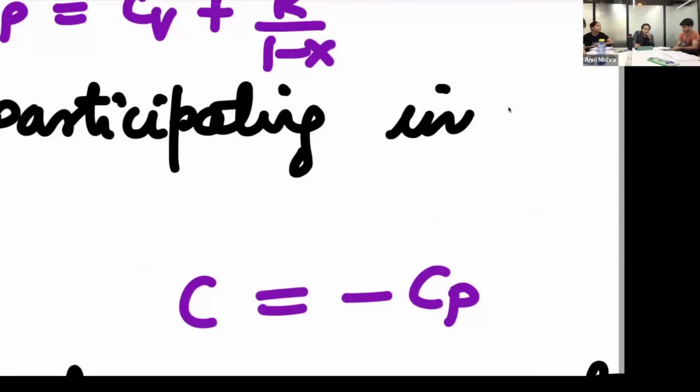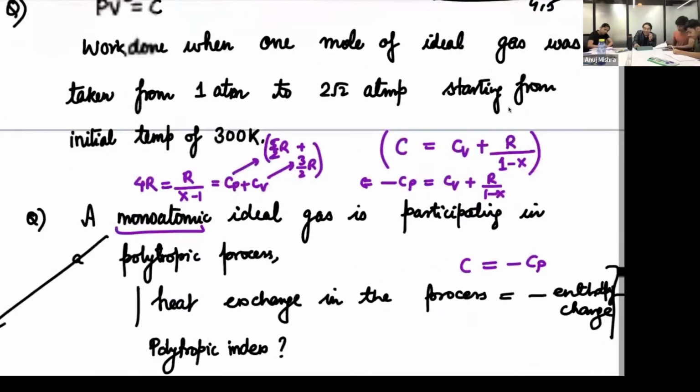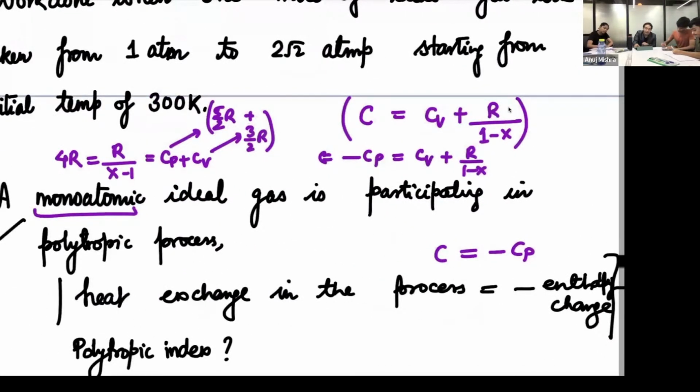How many understand C equals minus Cp? Because C into delta T is Cp into delta T, and Cp into delta T is delta H. Is it clear? The meaning of this line is heat exchange in the process equals minus enthalpy change, which means C equals minus Cp. Now solve it, what is left? You know the formula, C equals Cp plus R upon 1 minus X. Use it. Get the numbers.